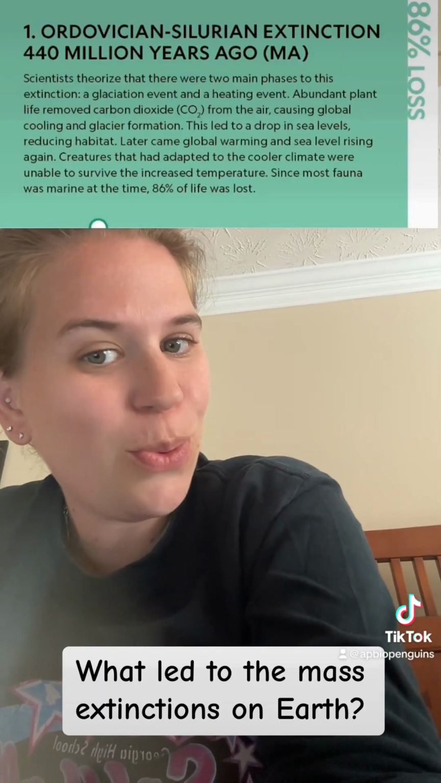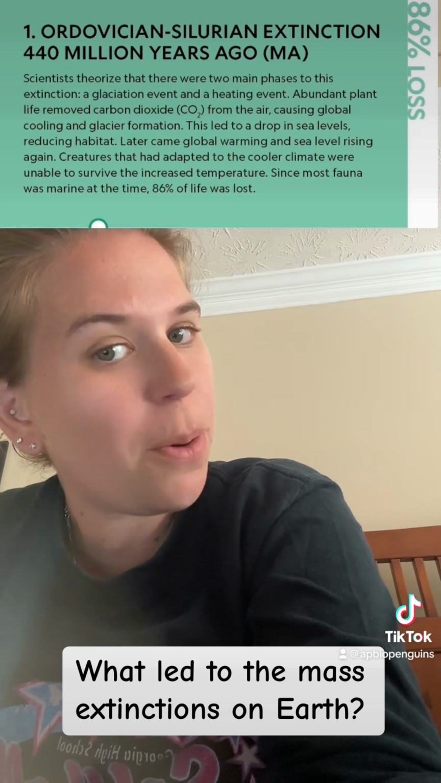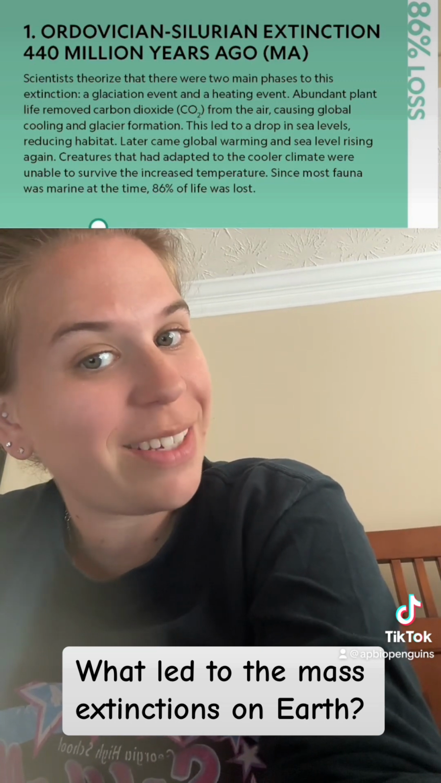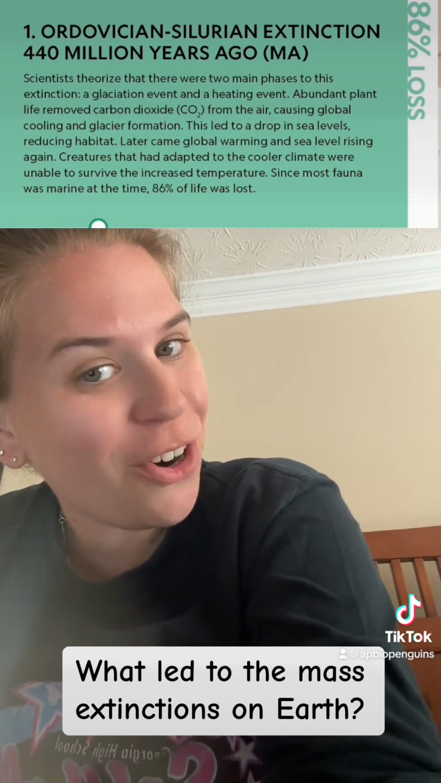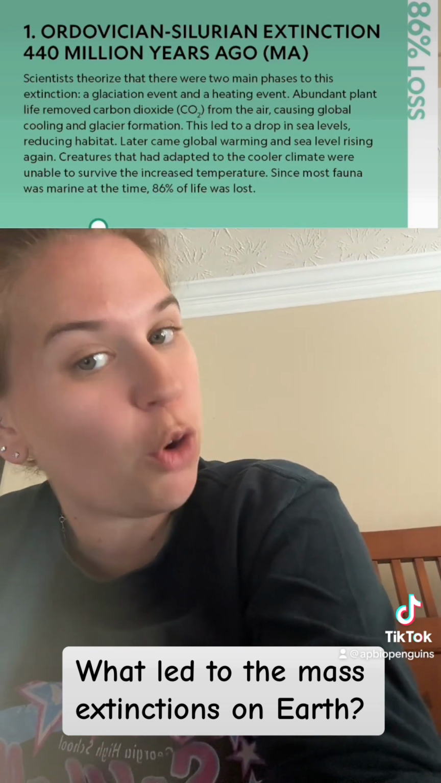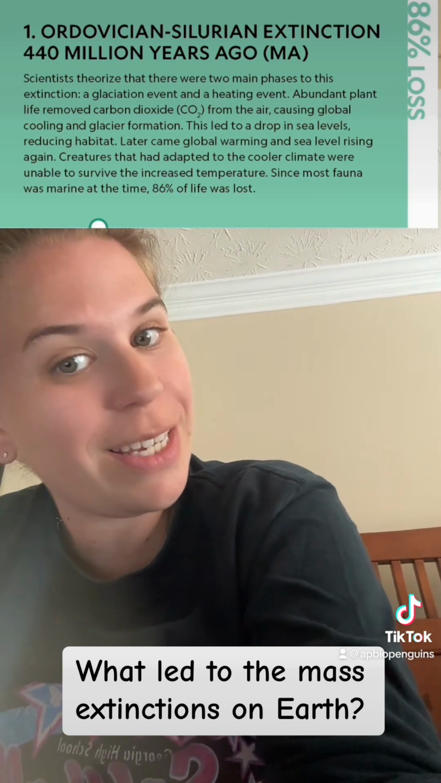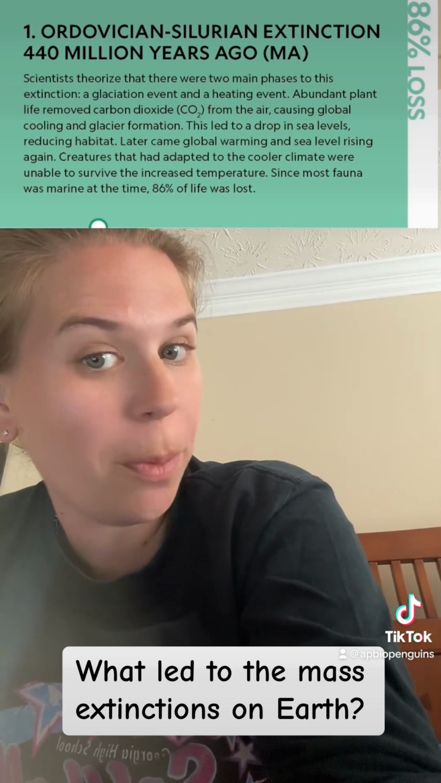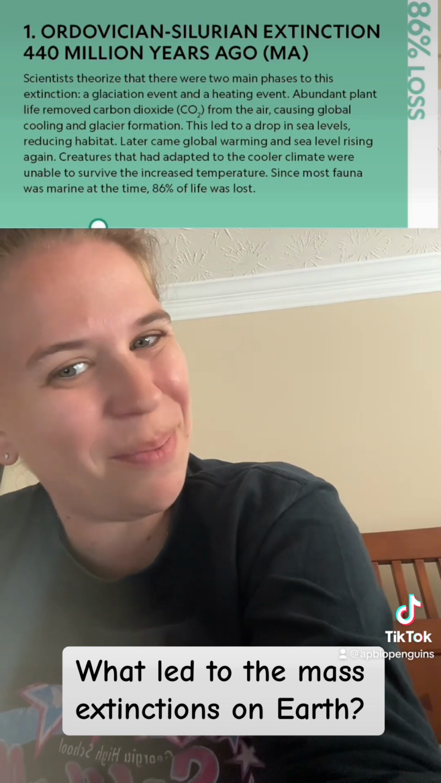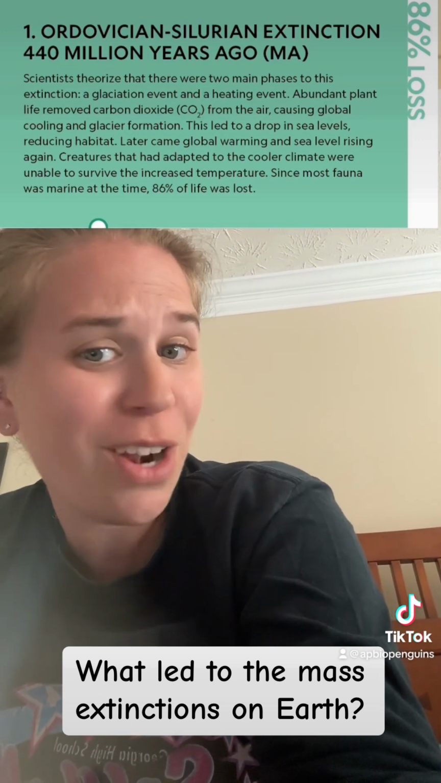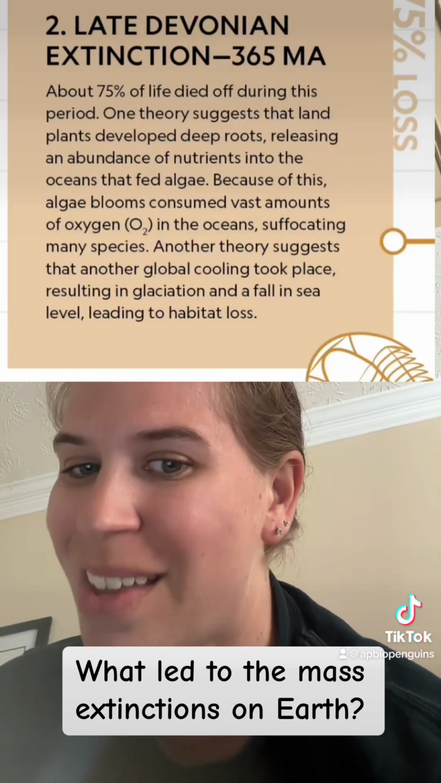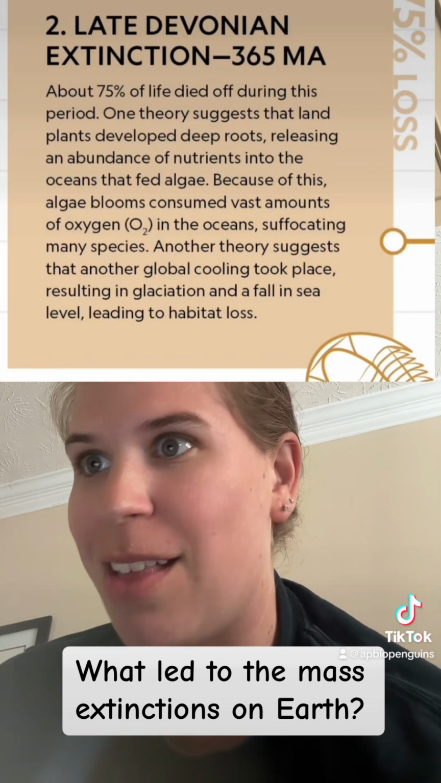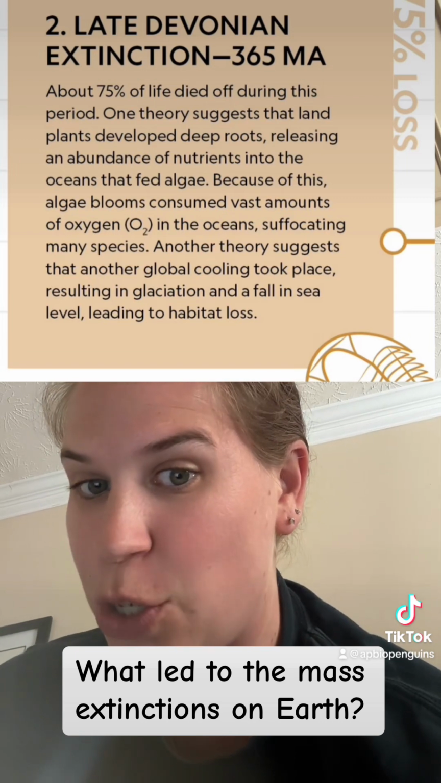So the first one we talk about has to do with that there was an amount of plant material that caused the carbon dioxide level to decrease. Due to the carbon dioxide decreasing, and of course carbon dioxide is a greenhouse gas, the temperature on Earth decreased. This led to glaciers forming. Those glaciers forming decreased habitats. Later on, we said there was a warming event. That warming event then increased the temperature on Earth, and those organisms that were not adapted to this warmer environment were unable to survive.